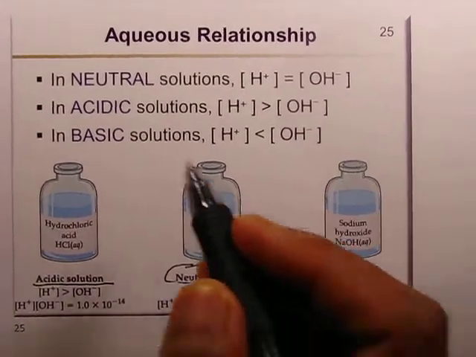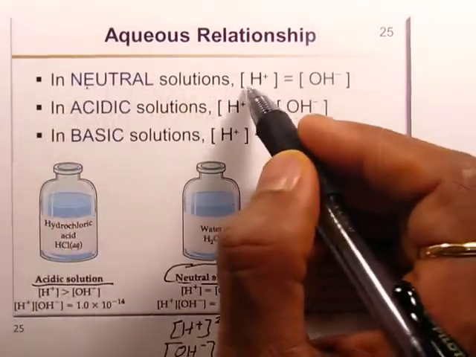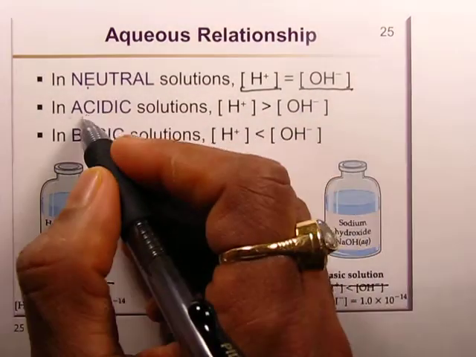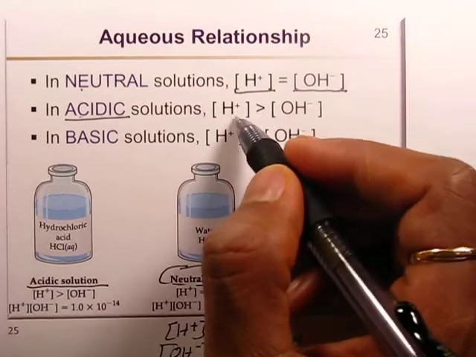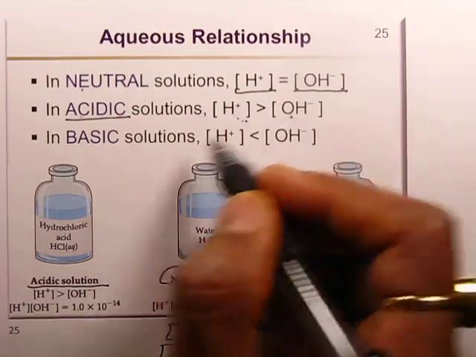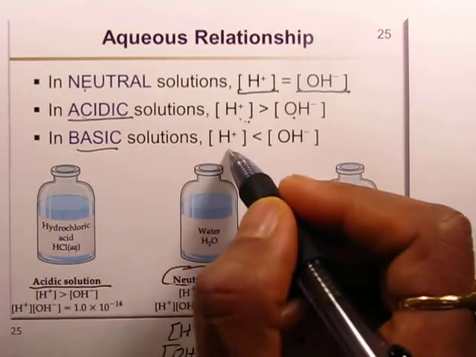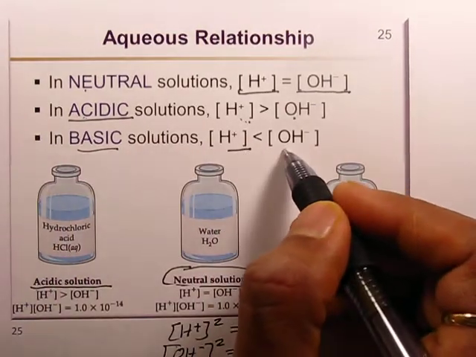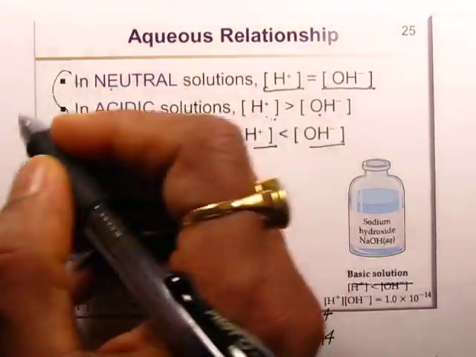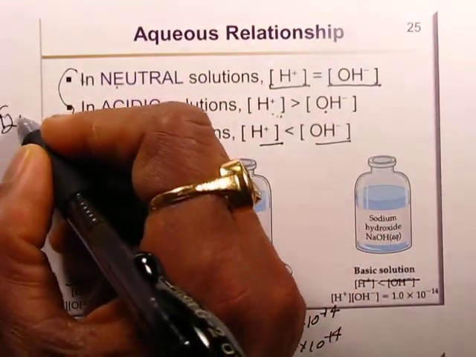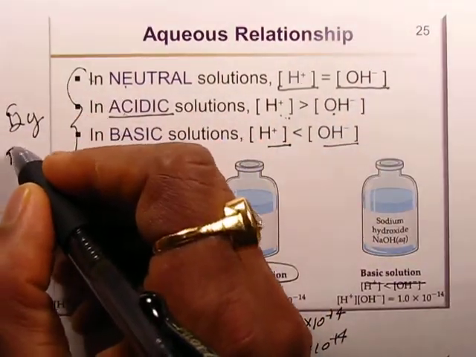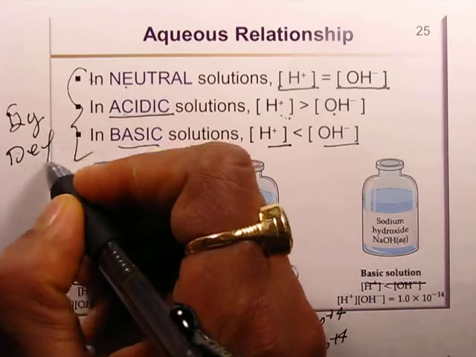So there are three types of solution. Neutral solution means hydrogen ion concentration and hydroxyl ion concentration will be equal. In acidic solution, the concentration of hydrogen ion is more than hydroxyl ion. In basic solution, the hydrogen ion concentration is less than the hydroxyl ion concentration. So this is by definition. We can figure out which one is acid, which one is base.